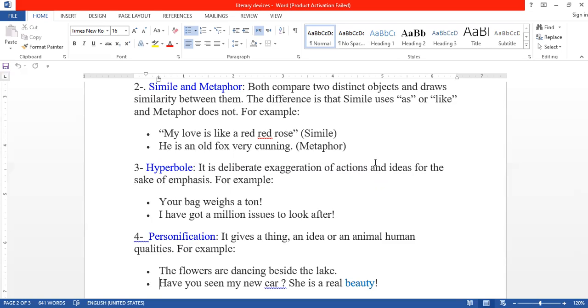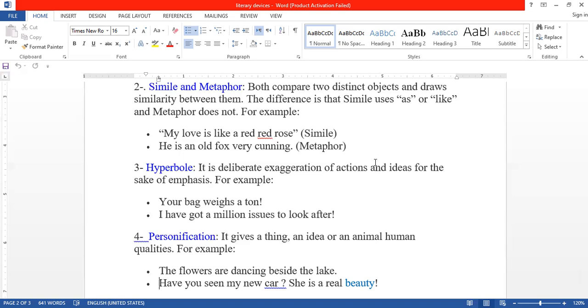Let me explain first. Simile. Mister, you wrote red twice. Huh? You wrote red twice. Yeah, it's not a mistake. It's written like that by the poet. Oh, okay. It's like that. Okay, it's not a mistake. Anyway.